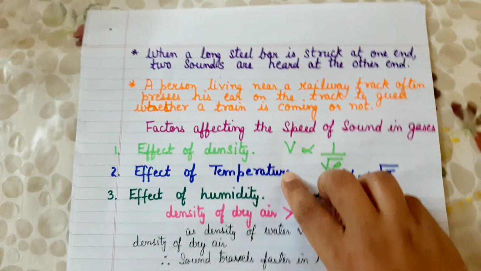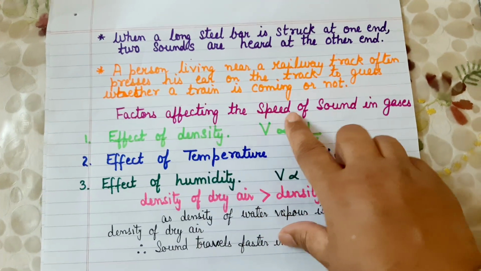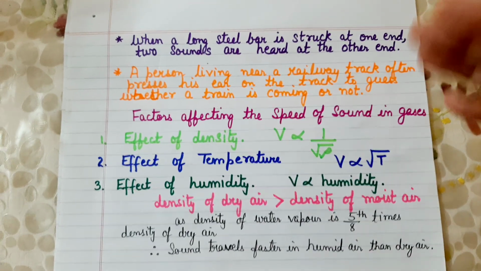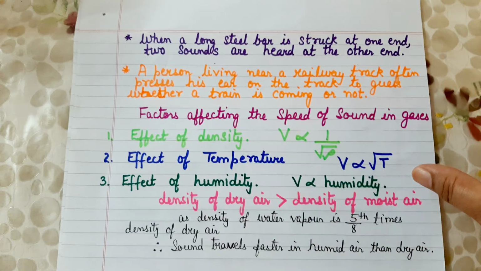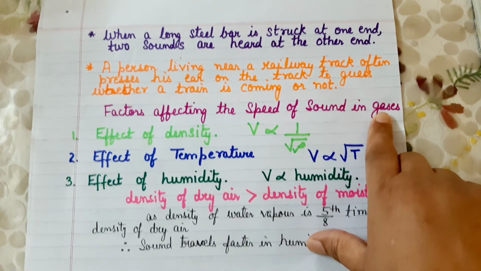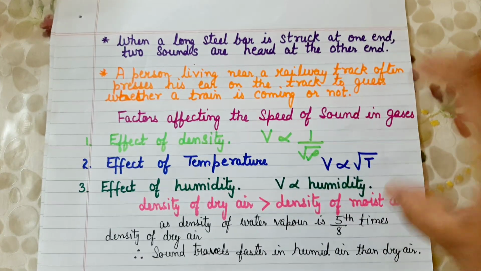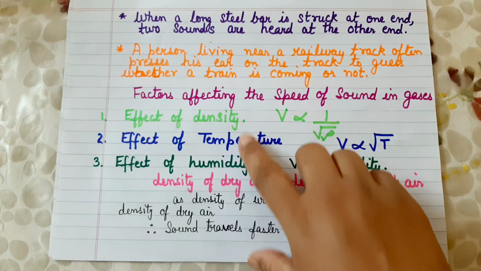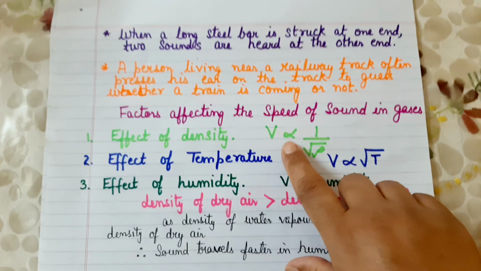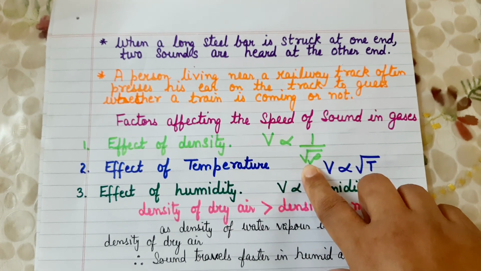Now, we come to a very, very important topic: factors affecting the speed of sound in gases. See, before this we did the factors affecting the speed of sound in any medium. That was a general thing. Elasticity and density, that was general. We are now specific. We are looking at the factors on which the speed of sound in gases depends. Now here I have put down the factors. The first one being the density. As we saw previously, the speed is inversely proportional to the square root of density.